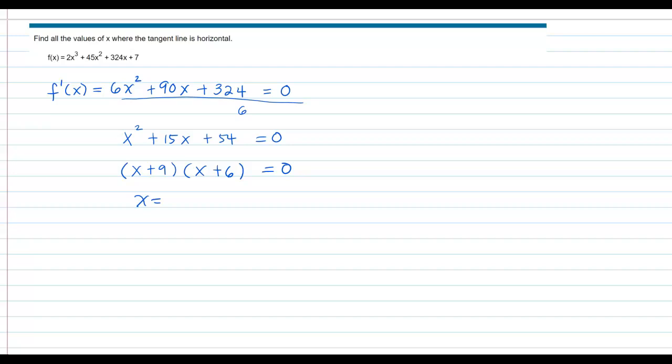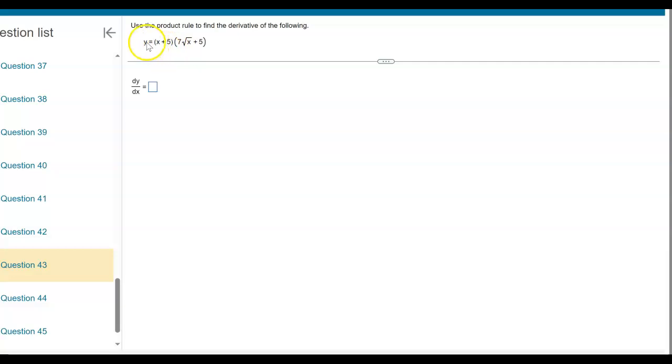So equate each factor to 0 and solve for x. That's why you have x equals -9 or x equal to -6. These are all the values of x for which the tangent line is horizontal. Again, when you say tangent line is horizontal, the derivative is equal to 0. Okay, so next problem. We are asked to use the product rule to find the derivative of the following function.